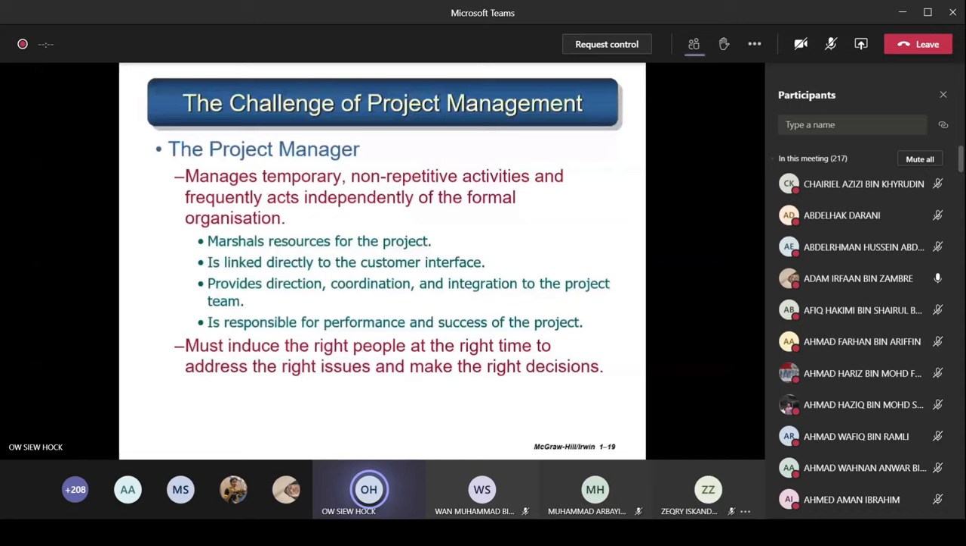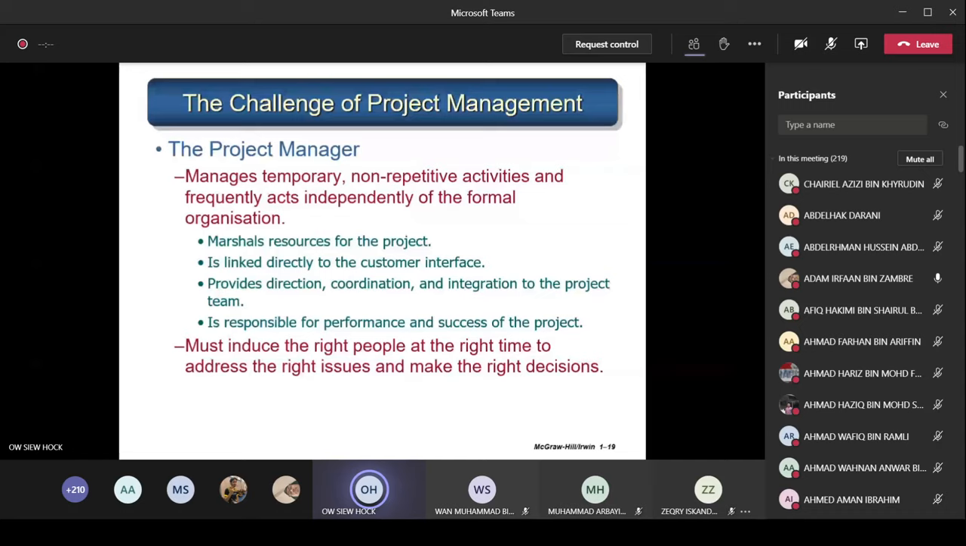So next, it provides direction, coordination, and integration to the project team. See, you guide all the staff members from different departments, tell them what you're going to do and who is going to do what, when is your task going to start, when is your task going to finish, and after that, you pass to so and so. Okay, so you have to give the direction to all the staff and coordinate them and integrate the project team. So it's responsible for the performance and success of the project. So you can see if the project fails, that means the project manager fails.